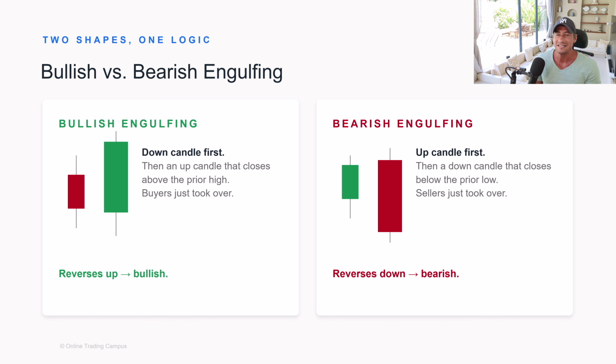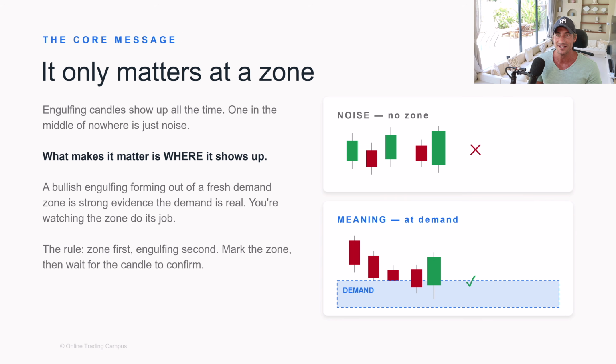So what is the missing piece? What turns them from noise into real signal? That is the next slide, and it is the whole point of this video. Here it is. This is what separates people who make money with engulfing candles from people who keep losing. An engulfing candle only matters at a supply or demand zone.